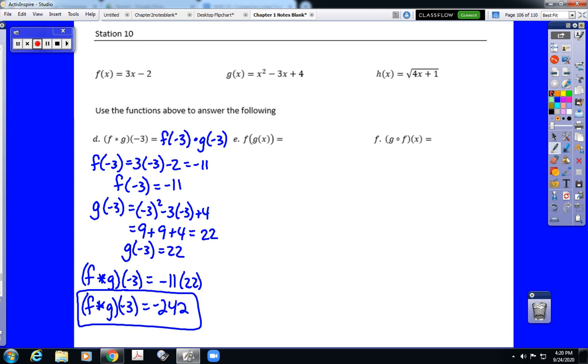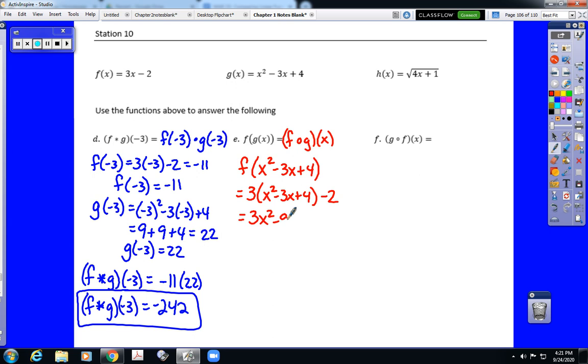Okay, f of g of x, remember that's the same as this notation here, means that we are doing f of g of x. So we're plugging g of x into f, which would be 3 times x squared minus 3x plus 4, and then subtract 2. That would be 3x squared minus 9x plus 12 minus 2, combine like terms. 3x squared minus 9x plus 10. So we would say f of g of x is 3x squared minus 9x plus 10.